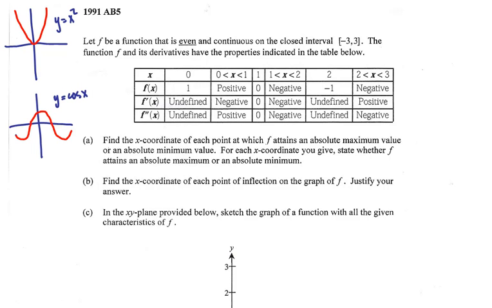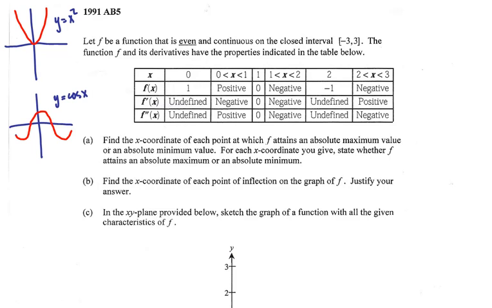So we're told that the function is even and continuous, and we have a closed interval from -3 to +3. So we should expect, with a closed interval and a continuous function, that we're going to be dealing with questions of absolute min and max. The function f and its derivatives have the properties indicated in the table below.